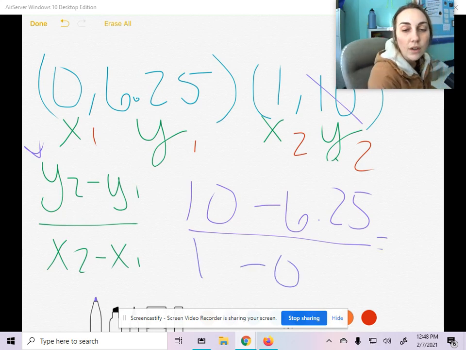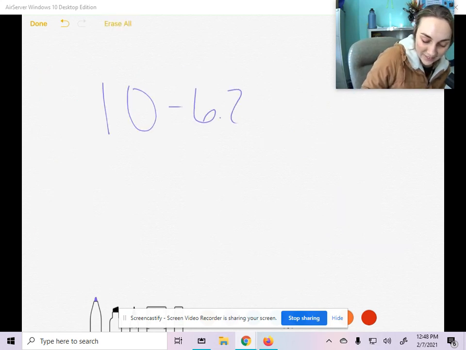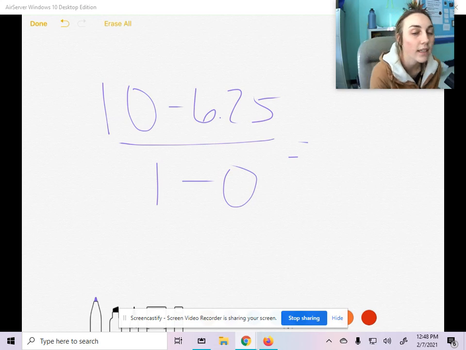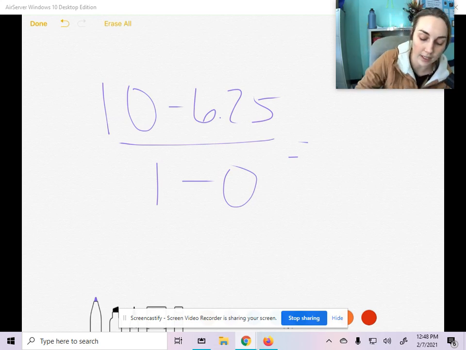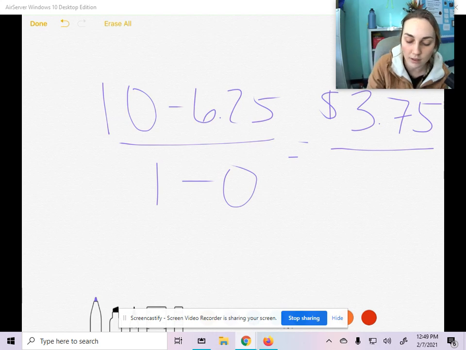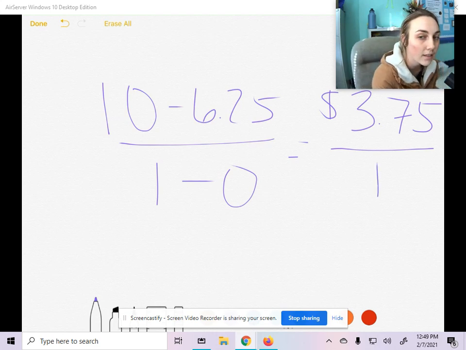All right, let's solve. It was 10 minus 6.25, and then 1 minus 0. All right, so then we subtract 10 minus 6.25 is going to give us 3.75. And then 1 minus 0, of course, is going to give us 1. So that is our rate of change, guys. That is our slope.